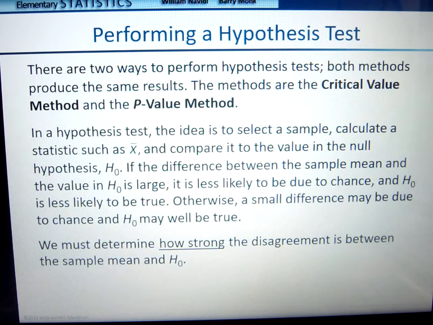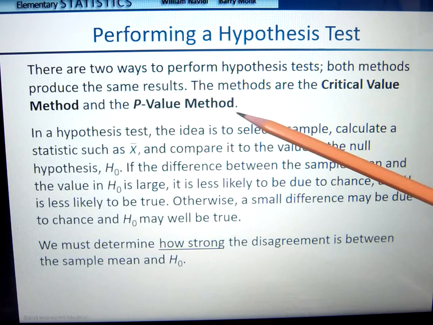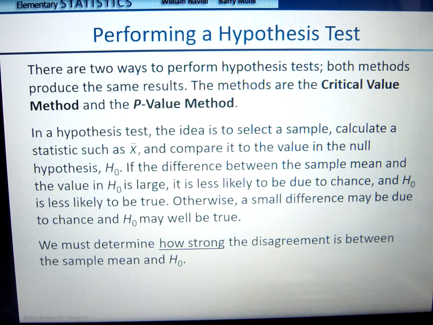There are two ways to perform hypothesis tests. Both methods produce the same results. They are the critical value method and the p-value method. In a hypothesis test, the idea is to select a calculated statistic such as x-bar, and compare it to the value in the null hypothesis, H sub 0.